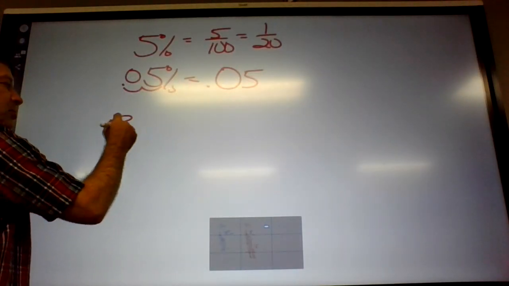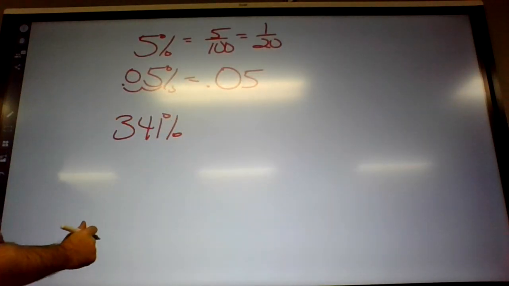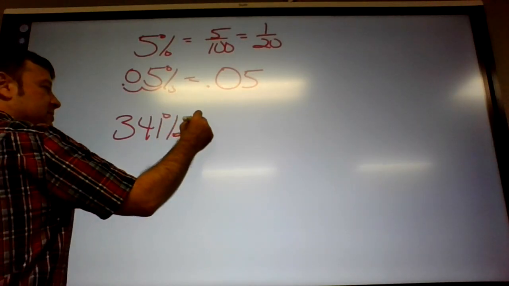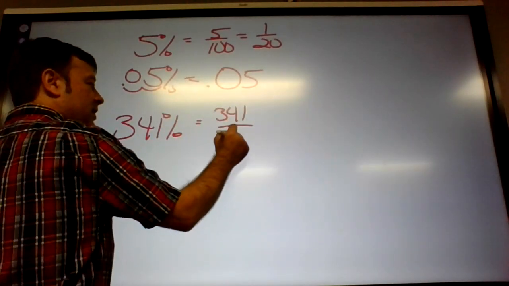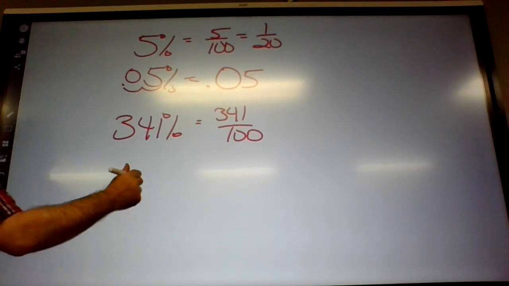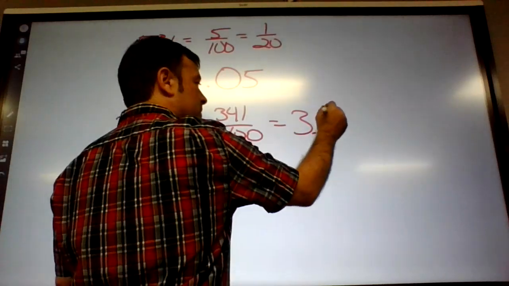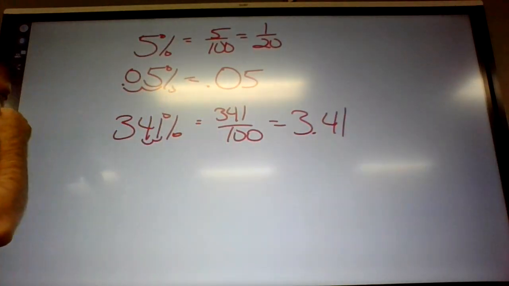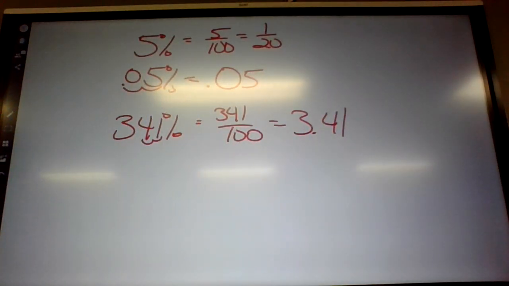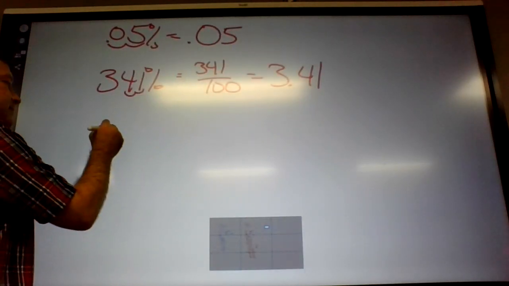Okay, and let's do one more of those. 341%. What's this as a fraction? 341 over 100. And what's it as a decimal? Right, 3.41.